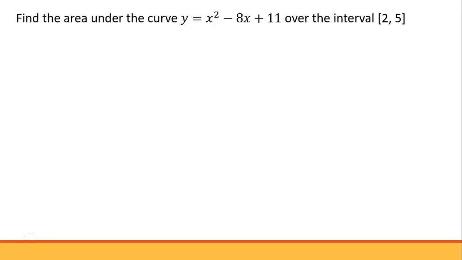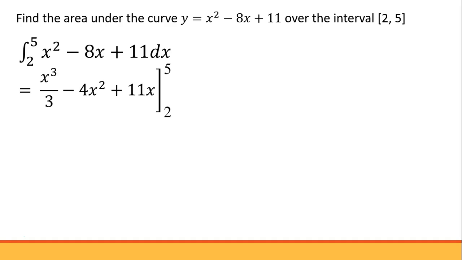Let's try this one. Find the area under the curve, y equals x squared minus 8x plus 11 over the interval from 2 to 5. So we're going to integrate from 2 to 5, x squared minus 8x plus 11.